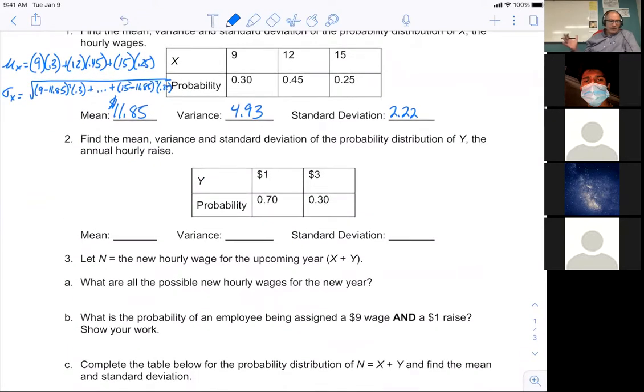Hopefully you have a calculator handy. I would like you to try to do Y, and we'll see what happens to that. If you don't, life goes on. You can at least write out what we need there.